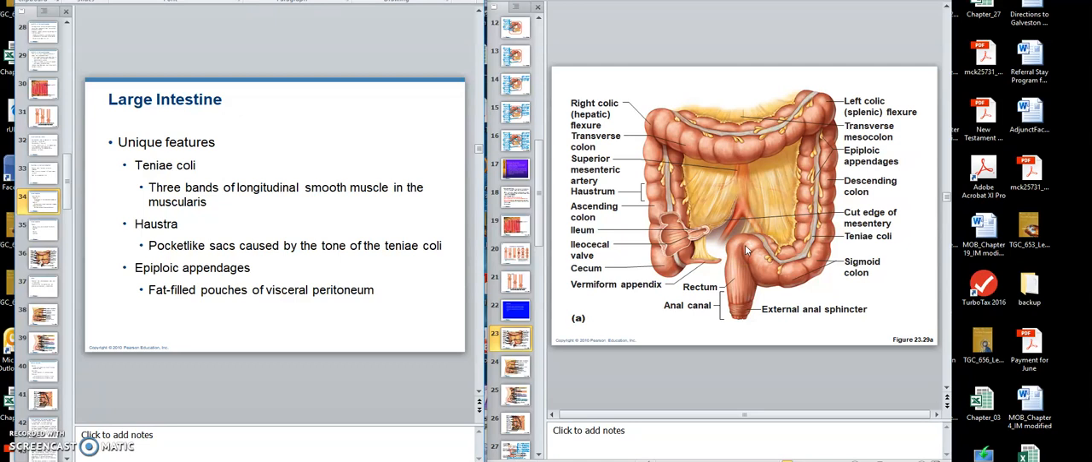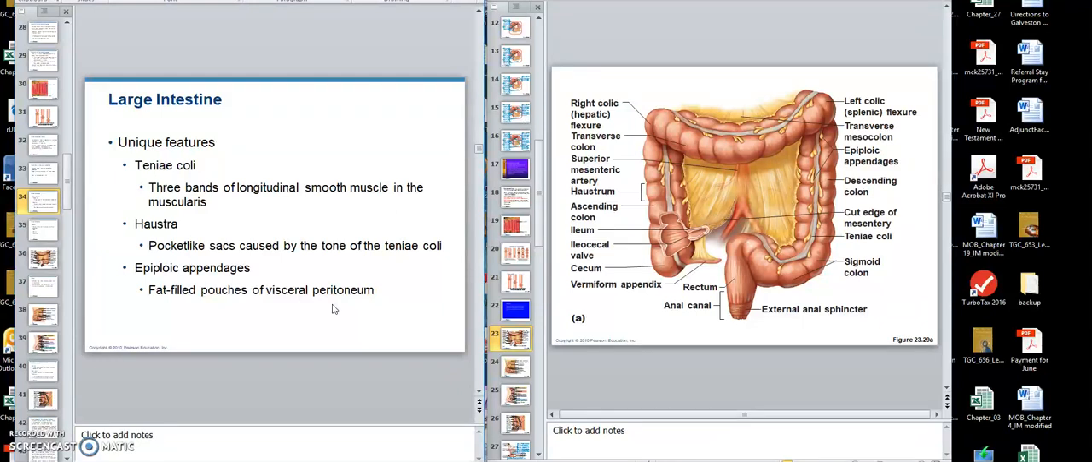Now, the colon has these bands here, these 3 bands. There's one, you see, there's 2, there's one on the outside. But it'll be 3 bands of longitudinal smooth muscle in the muscularis. And that is shorter than the actual colon, so it kind of puckers the colon, shall we say, into these things called the haustrae. Pocket-like sacs caused by the tone of the taenia coli. Then you have these fat pads hanging off called epiploic appendages.